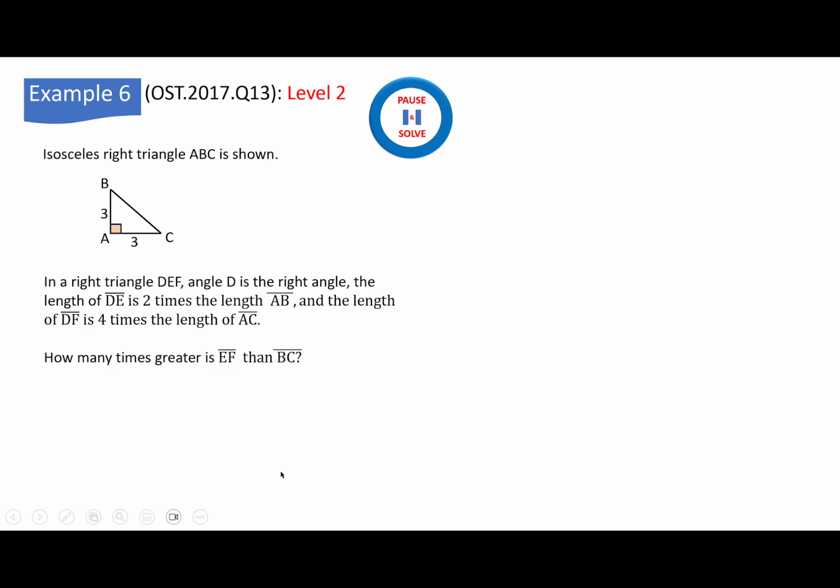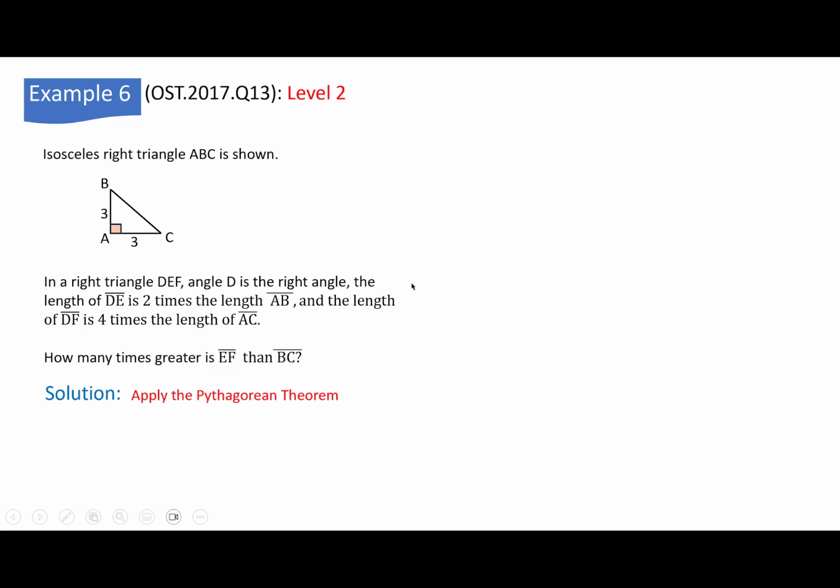Example 6. Isosceles right triangle ABC is shown with a right triangle DEF. Angle D is the right angle. The length of DE is 2 times the length of AB, and the length of DF is 4 times the length of AC. How many times greater is EF than BC? Of course, we need to do some drawing here to try to see what's going on.